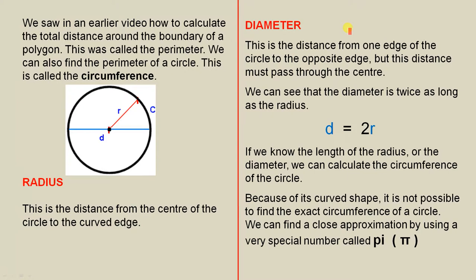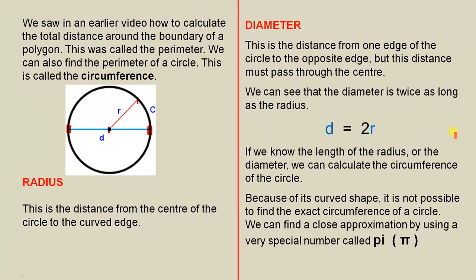The diameter. This is the distance from one edge of the circle to the opposite edge, but this distance must pass through the center. So it's a distance from here to there. And notice that blue line passes through the center. So that's called the diameter. D for diameter. We can see that the diameter is twice as long as the radius. So D equals 2 times R.